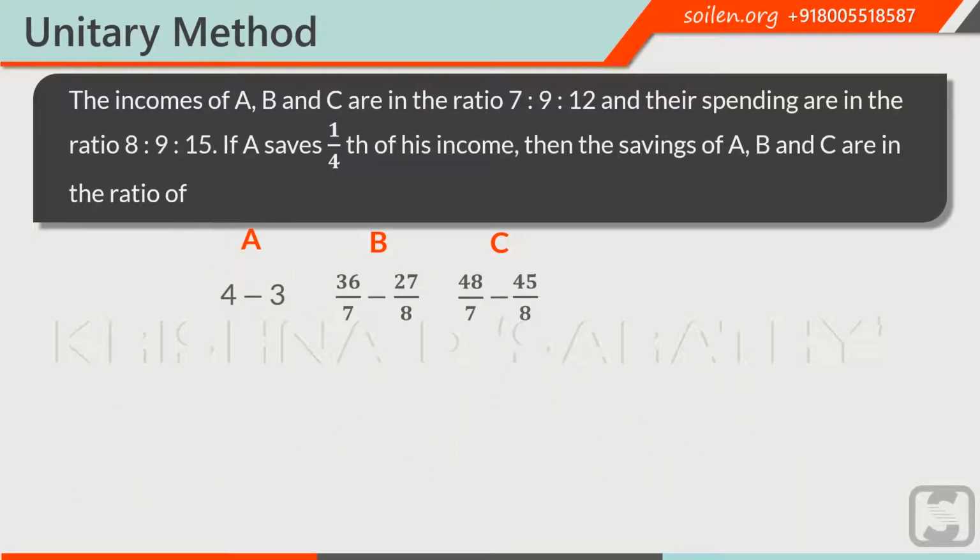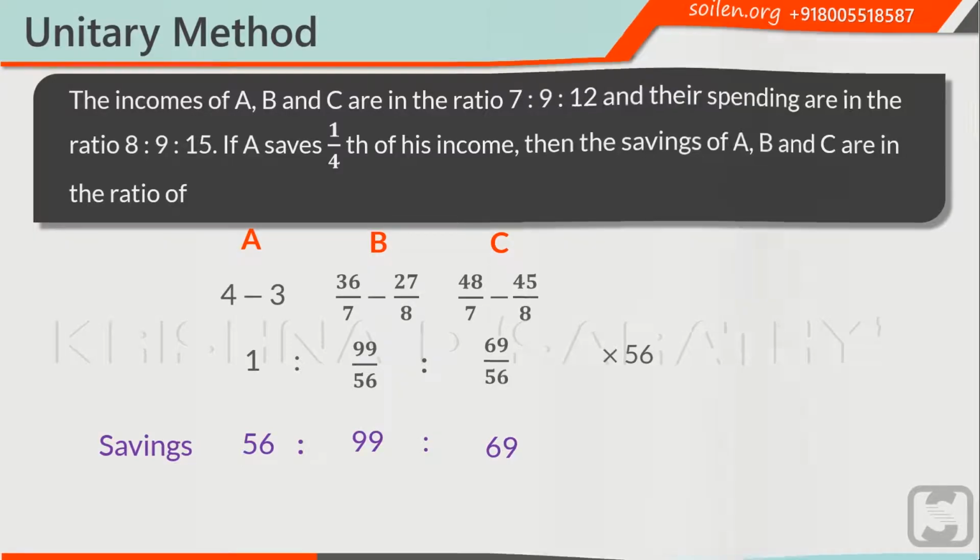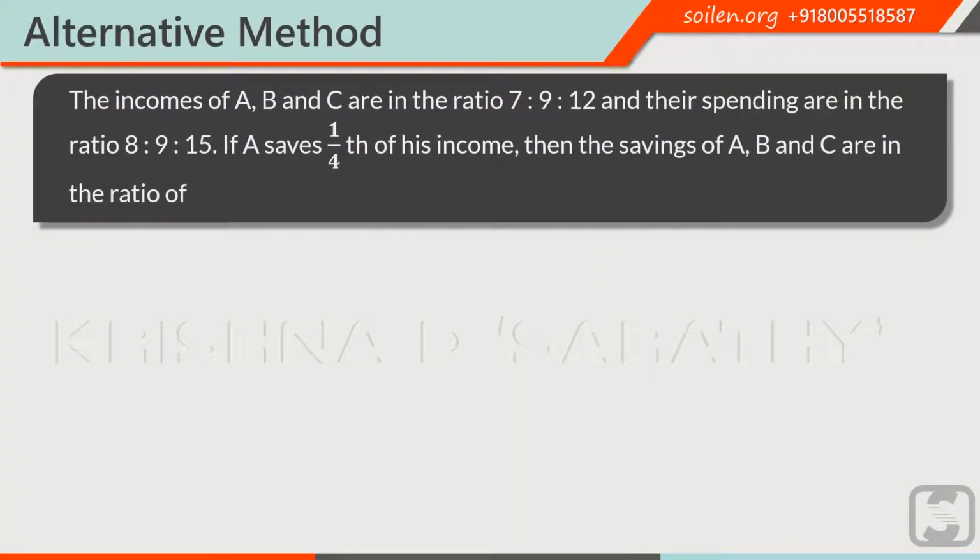4 minus 3 equals 1. Next, you can subtract 2 fractions using the LCM method. I will write here the difference is 99/56, 69/56. Now, to convert into the whole number ratio, we will multiply by 56. Finally, we get the ratio of savings 56 to 99 to 69. This is the required savings ratio and the final answer. But, this method takes a considerable amount of time. Let us understand the alternative method to save some time.